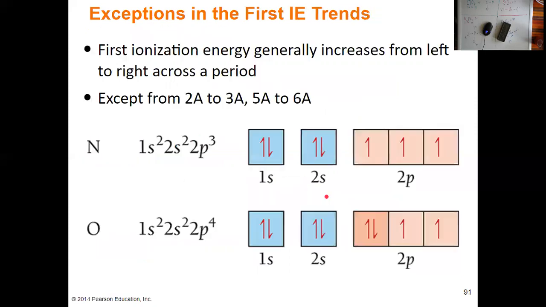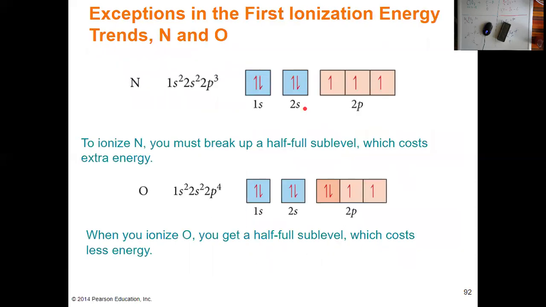But those are your two exceptions, okay? This happens when we're comparing group 2A to group 3A and when we're comparing group 5A to group 6A. Other than that, that trend holds.